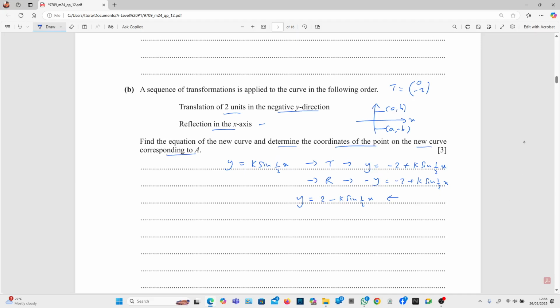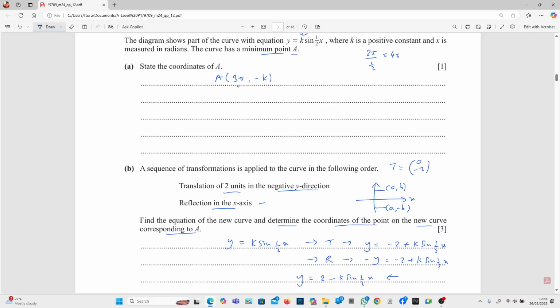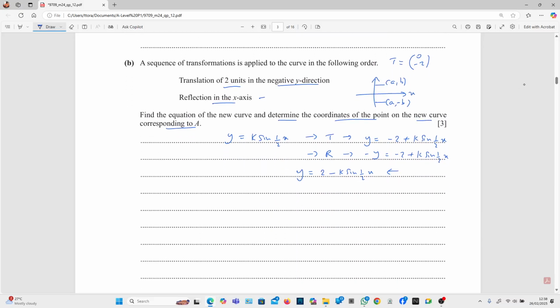Let's take a look at the coordinate A. We found that A was 3 pi and minus k. The first one is a translation. Translation is now 0, minus 2. So this coordinate is going to translate into nothing on the x, but as for the y, it was minus k, so now it's going to become minus k and then minus 2, or minus 2 minus k, whatever the case may be.